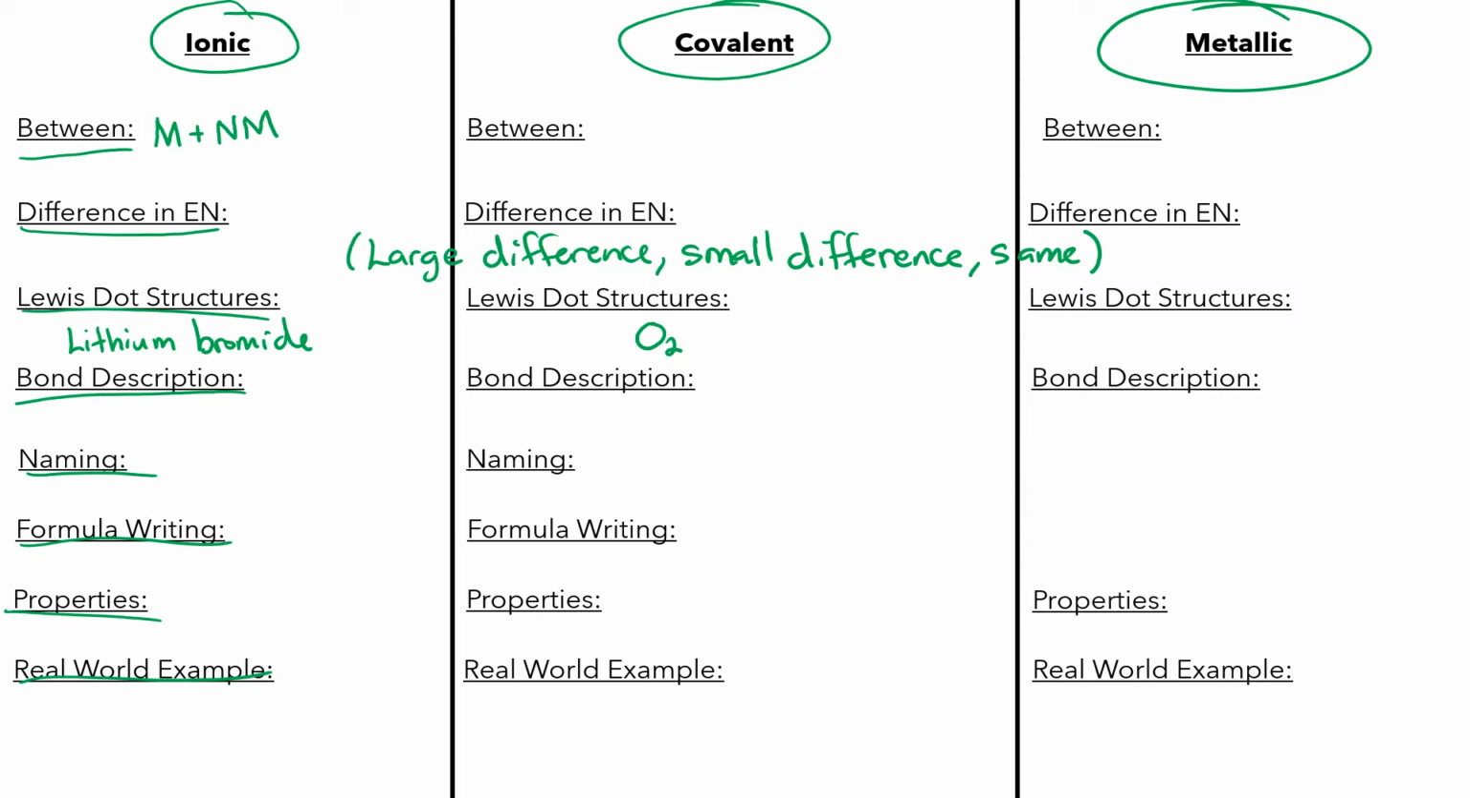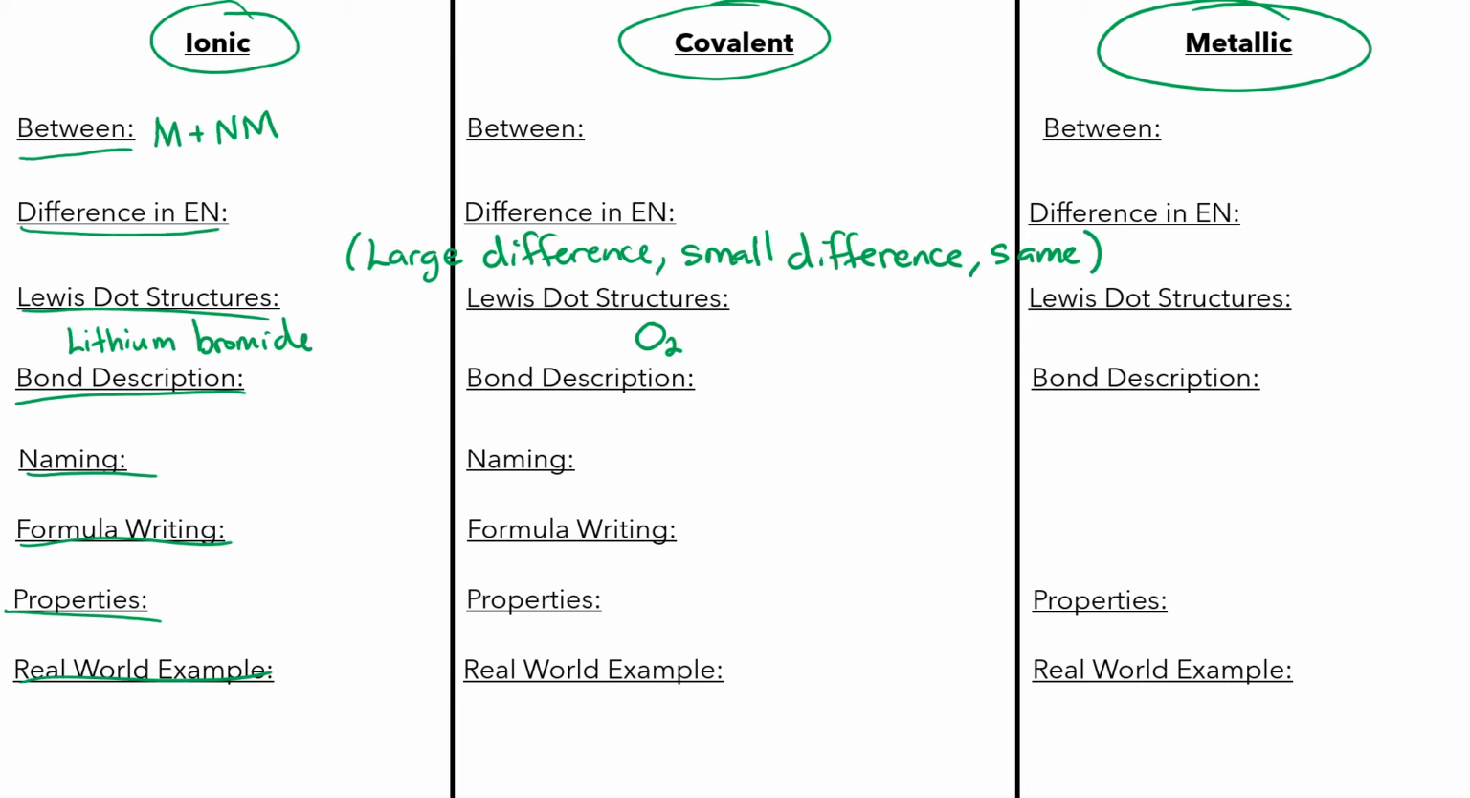Then, in bond description, you guys have three options to choose from, and these options are posted on Canvas for you. So you have to explain why the bond occurs between the two elements. In other words, why do these elements stick together? Choose one of the following reasons for why the bond occurs between two elements and copy it down in the appropriate section of your poster. So I'm going to read to you guys the three options, and you guys copy it word for word and put it either under ionic or covalent or metallic.